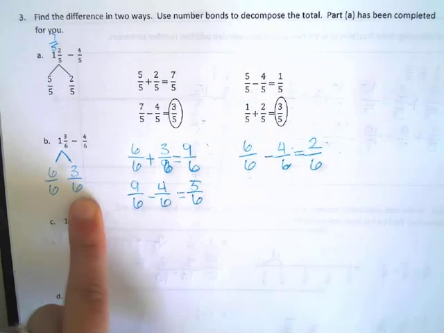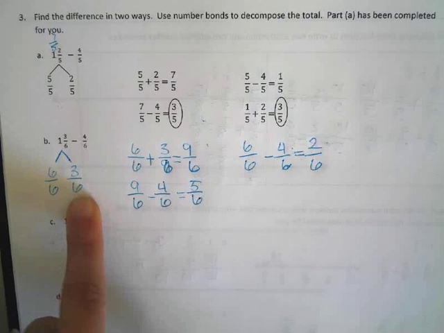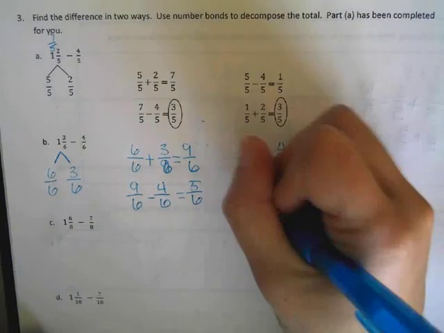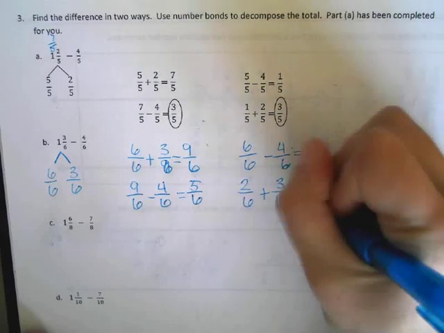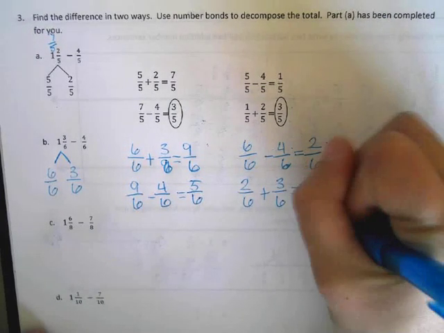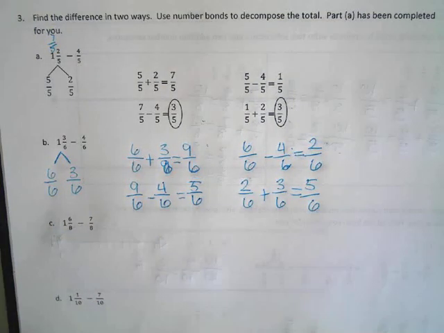But can 3/6 be on vacation forever? No, we can't forget about him. So what can we do to come up with the answer? 2/6 plus 3/6, and that's going to give us 5/6. So even though we subtracted in 2 different ways, did we come up with the same answer? Yes. Are you getting it a little bit? Yes. Okay, let's do the next one.